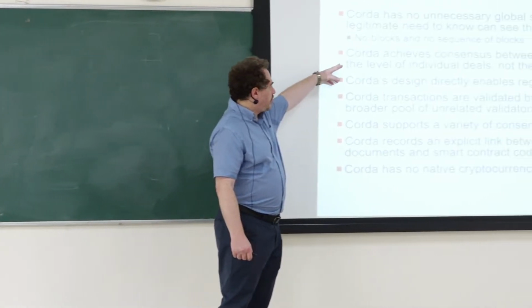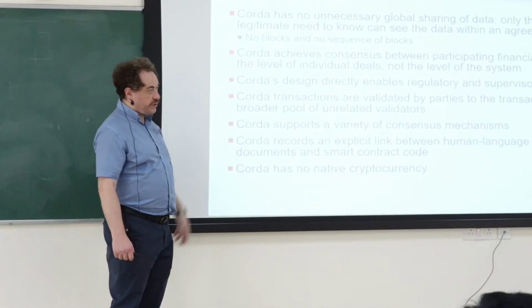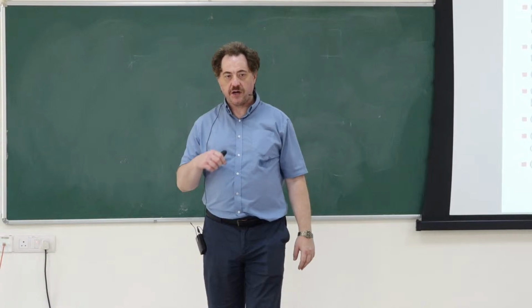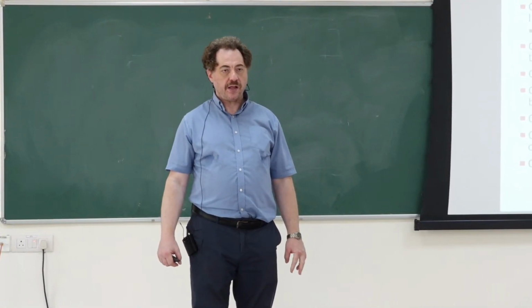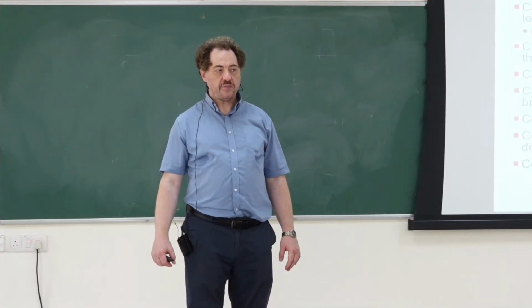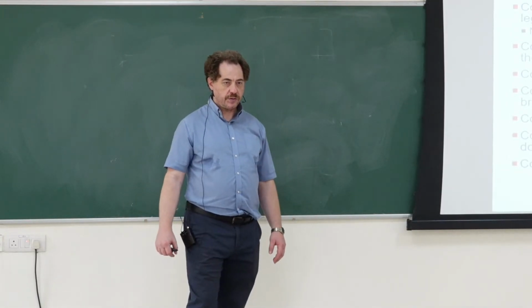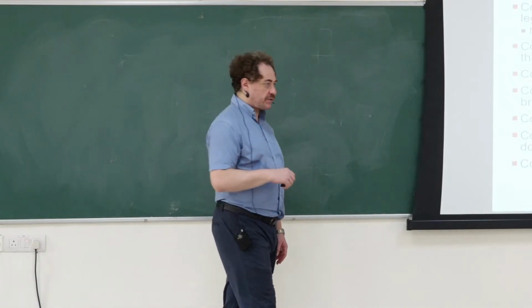So how is consensus achieved? It's achieved at the level of individual deals, but what's the mechanism? Corda supports a variety of consensus mechanisms at a small scale. However, most of those mechanisms are, again, based on Byzantine fault tolerance between a small number of participants.